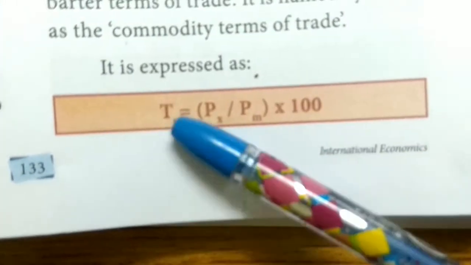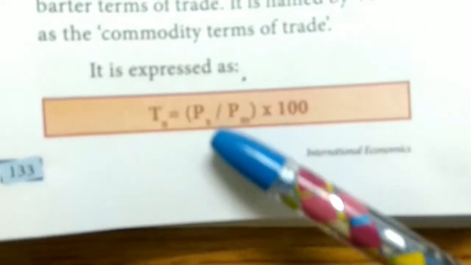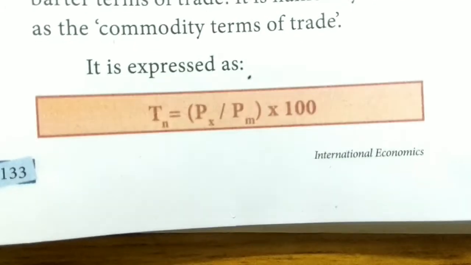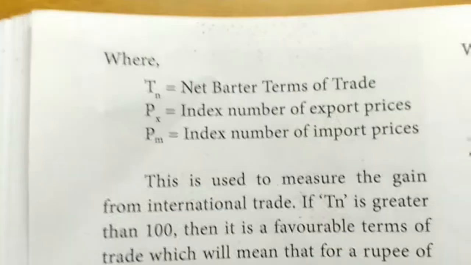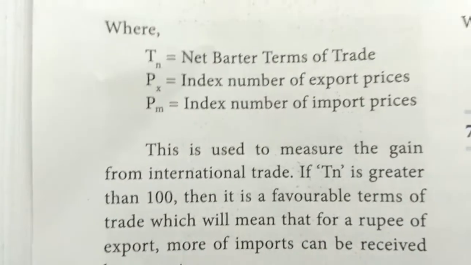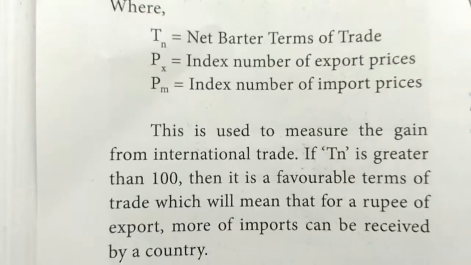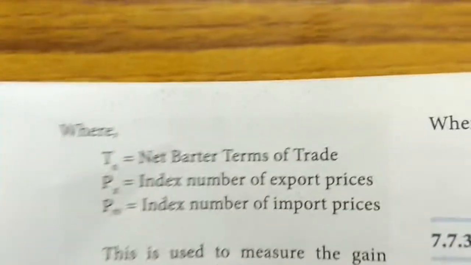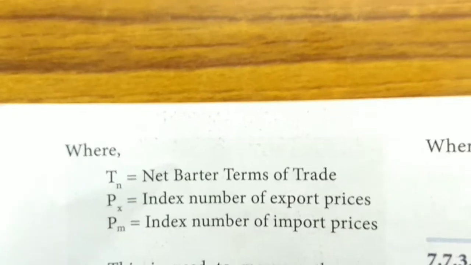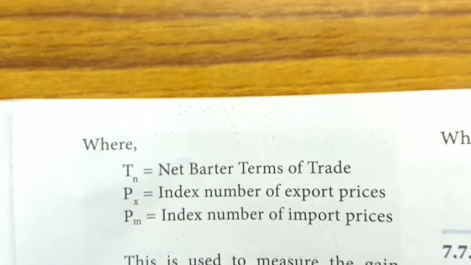Look here, the terms of trade. TN is equal to PX divided by PM into 100, where TN is equal to net barter terms of trade, PX is the index number of export prices, PM is the index number of import prices. This is used to measure the gain from international trade.